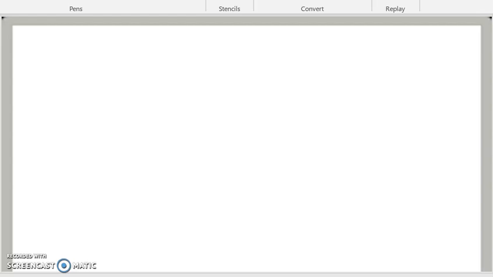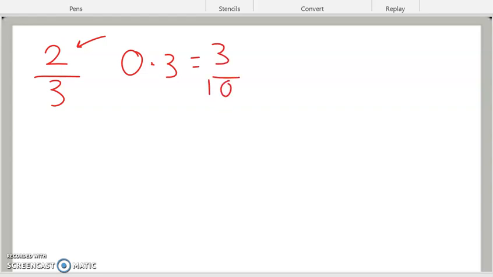When I say a number is rational, you should be able to tell me that any number that can be written as a fraction is rational. So for example, 2/3, that's a fraction. 0.3, that's 3/10, that's a fraction. So these are both rational. What else is rational? Any integer, any whole number, can be written as a fraction, so all integers are rational. Root 16 reduces to 4, which is the same as 4/1, which is a fraction.